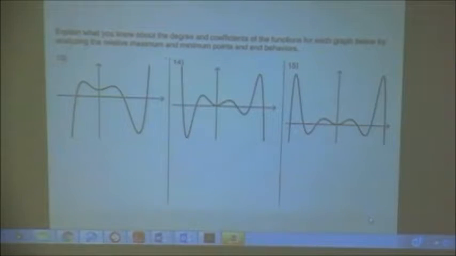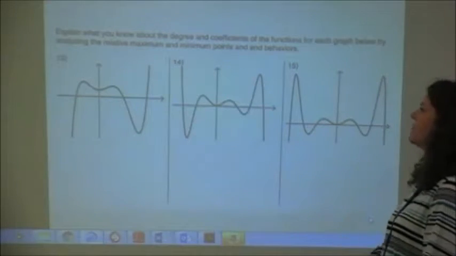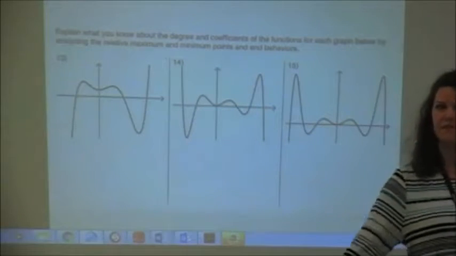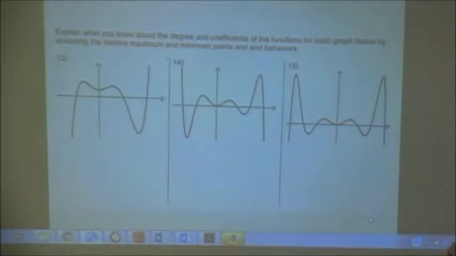13. What degree is it? 5. Now, before I even counted bins, I knew it was odd because it has one up, one down. So it has to be odd. So then I just count the bins. There's 4. So that means it's degree 5. Is it a positive or negative lead coefficient? Positive, because it's just like the linear parent function. And it's just like that.